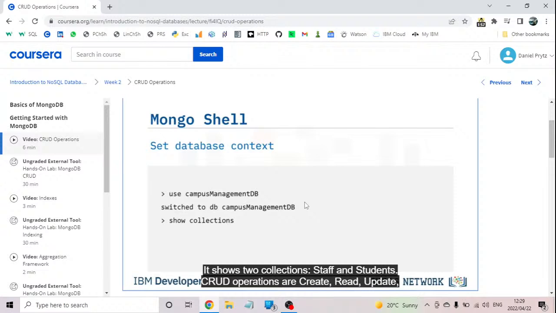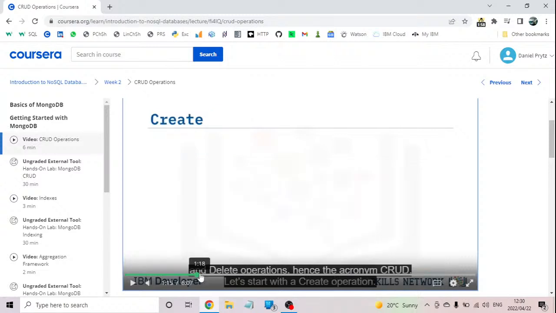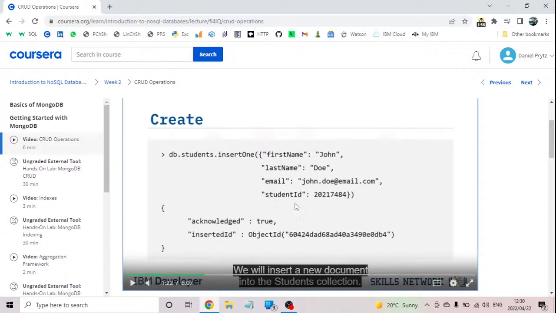It shows two collections, staff and students. CRUD operations are create, read, update, and delete, hence the acronym CRUD. Let's start with the create operation. So this is a create: db.students.insertOne.